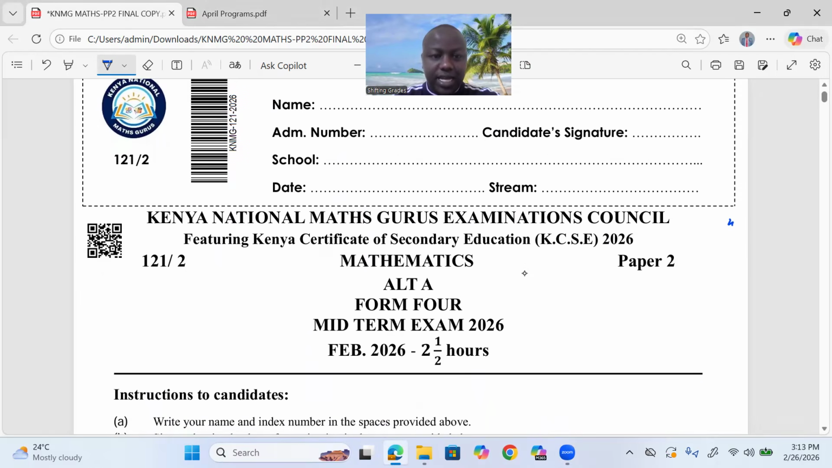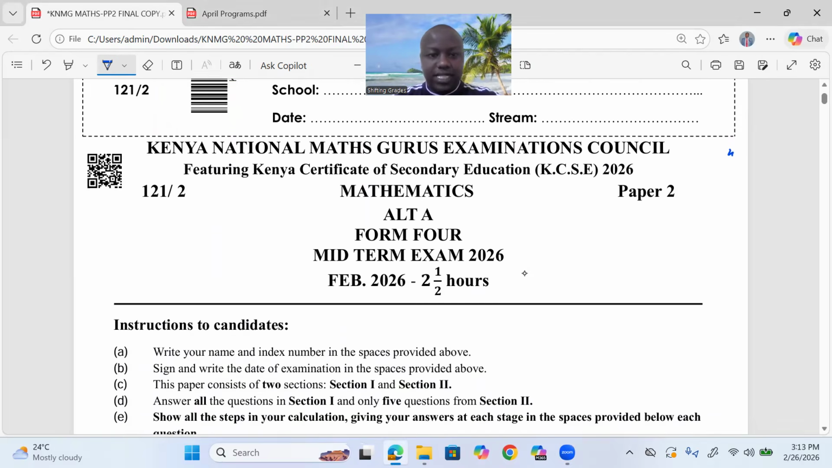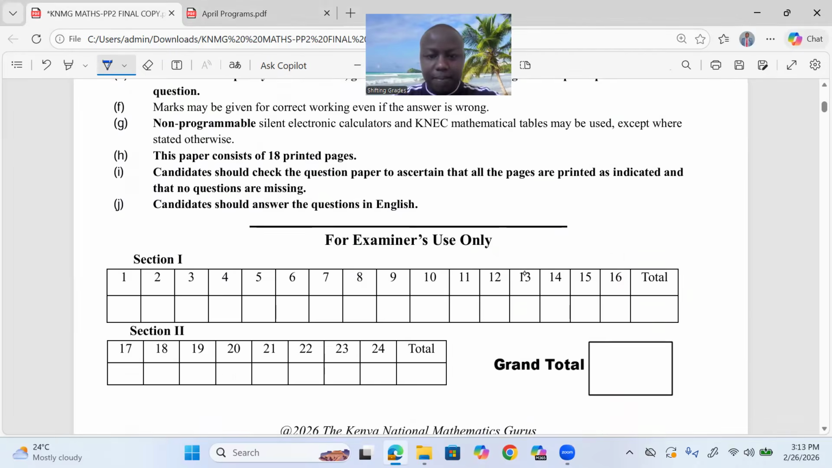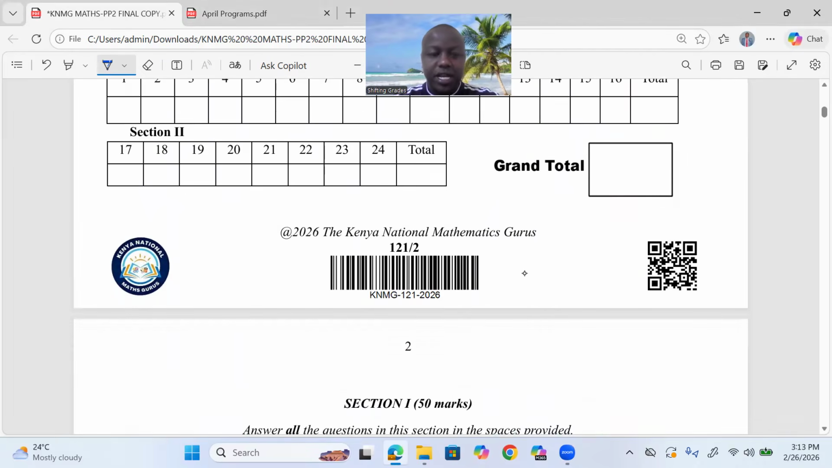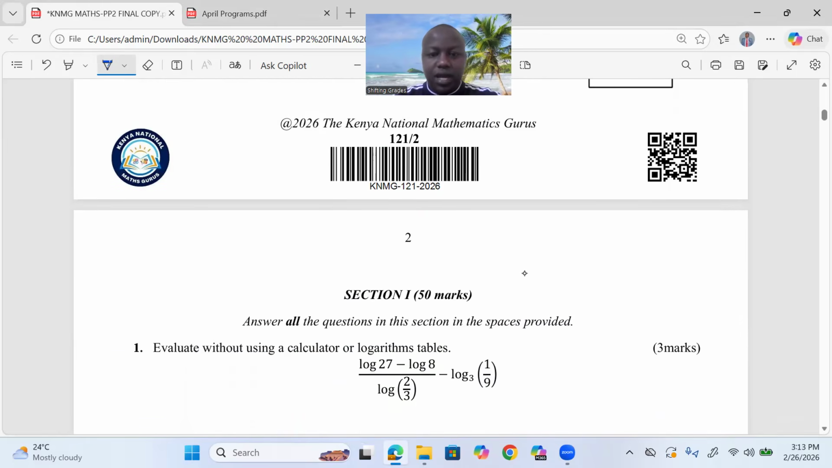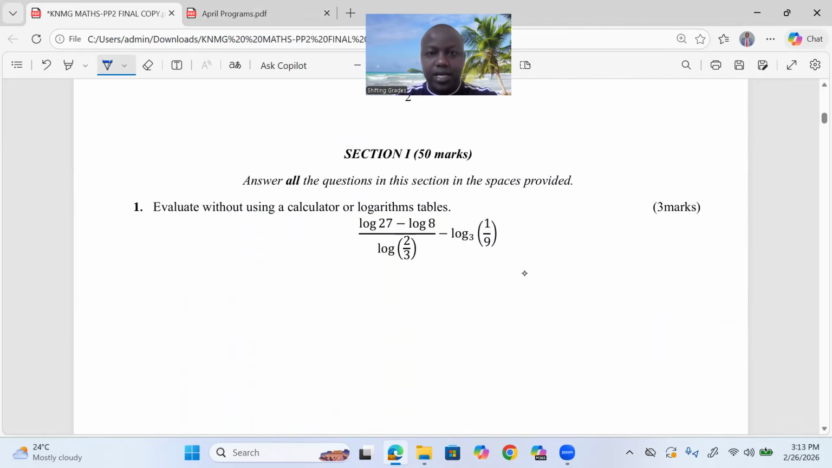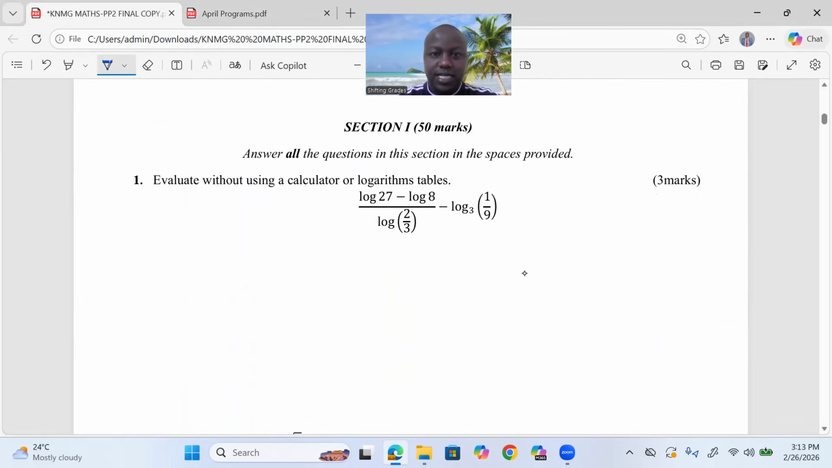So we're looking at the Kenya National Examinations Council, the first examination of this year. Remember, very soon we shall be bringing the pre-mock, later the mocks, then the post-mocks. And through that, I am assured that you people shall succeed in your national examinations.